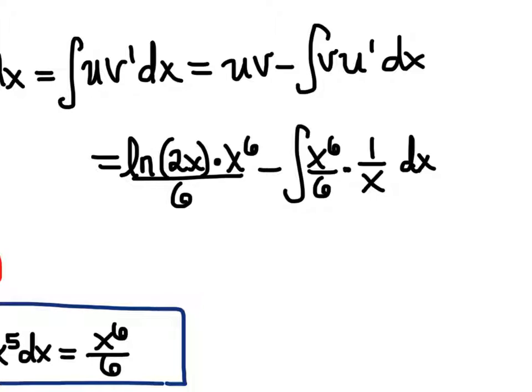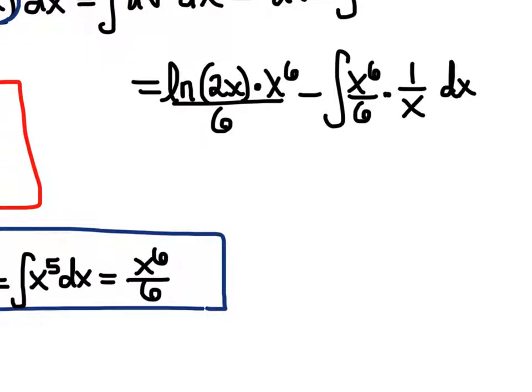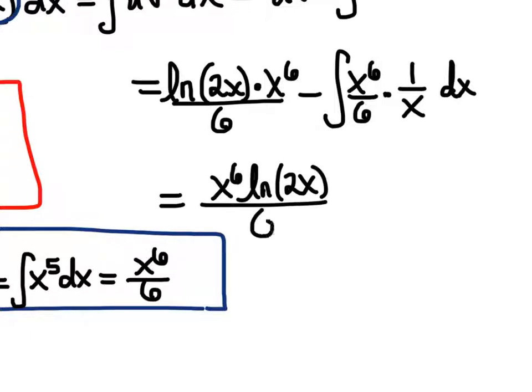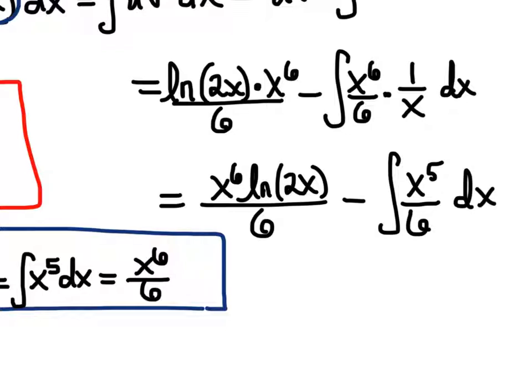So we're going to simplify this. This simplifies to the first one. I'm just going to rewrite a little bit. And the second integral here becomes x to the fifth over 6, all with respect to x. Again, the whole point of integration by parts is that the integral we end up with down here is simpler than the one we started with in the beginning. And it is in this case.